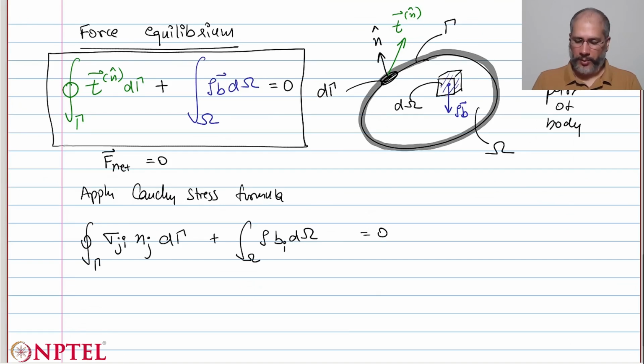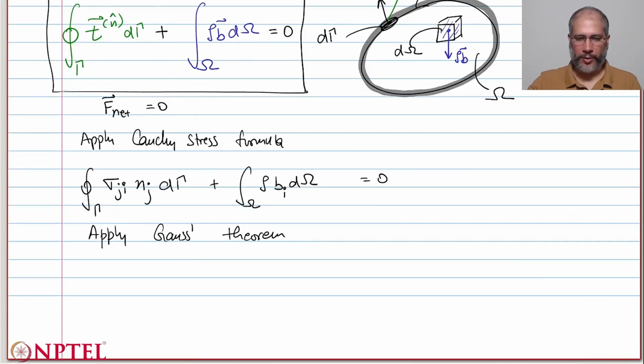Right, and the next step now is to convert this surface integral into a volume integral, which can be done using Gauss's theorem. So apply Gauss's theorem, and we are doing that on the area integral to convert that to a volume integral. So now this becomes a volume integral, and you have sigma ji nj, so this becomes sigma ji comma j times d omega.